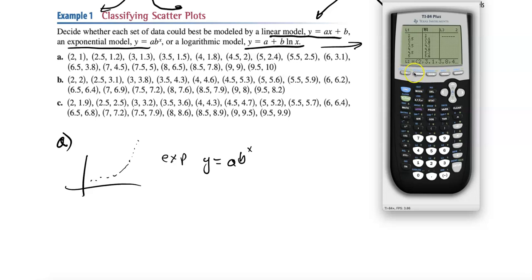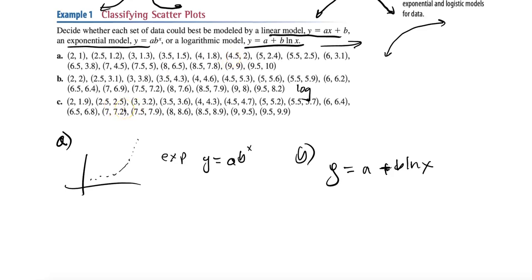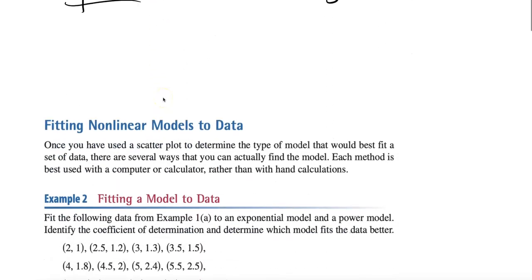It's already all saved, so I don't have to go back and turn on my stat plot. I saved it already. If I hit graph, I get something like this. And that looks like a log graph to me. Again, it looks kind of like a line, but I think a log graph fits it a lot better. So B, I would say a logarithmic graph. And the third one's to me a line. We're going to skip that because I don't want to type in more data than I have to.